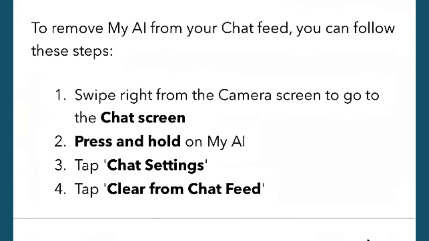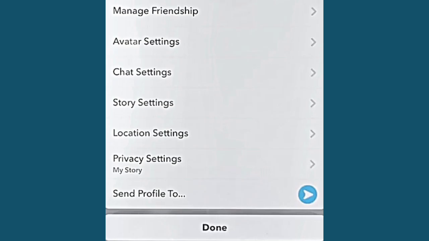So guys, the first step to remove My AI from the Snapchat chat feed is to swipe right from the camera screen to go to the chat screen. The second step is to press and hold on My AI, the third step is to tap Chat Settings, and the fourth is to tap Clear from Chat Feed. Yes guys, and I'm applying these steps in my Snapchat.